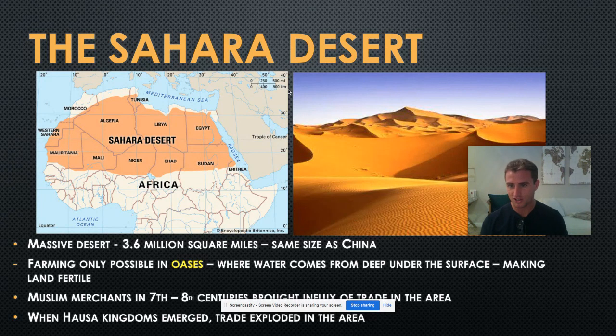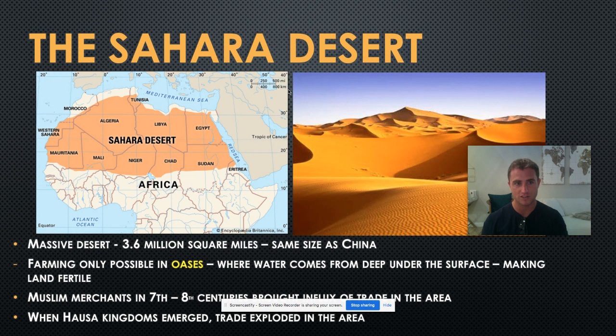Okay, and on to our last trade network. We are getting into the Sahara Desert. And the Sahara is a massive, massive desert. It's 3.6 million square miles, the size of China. And it's very difficult to live in the Sahara Desert.